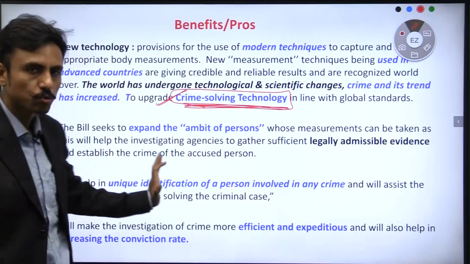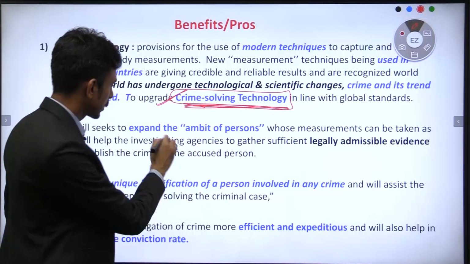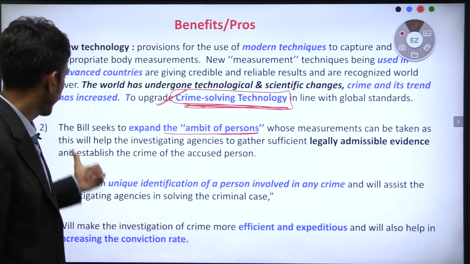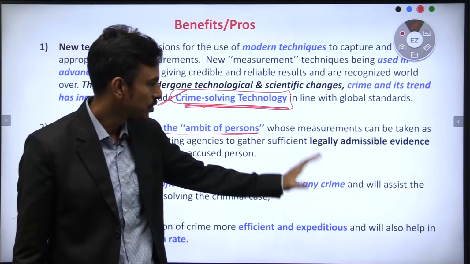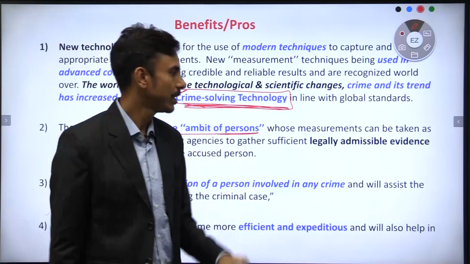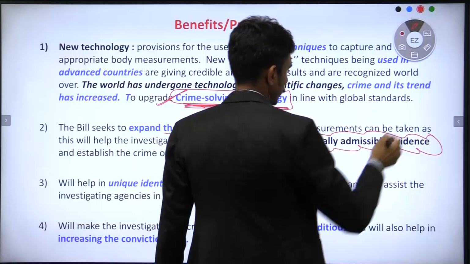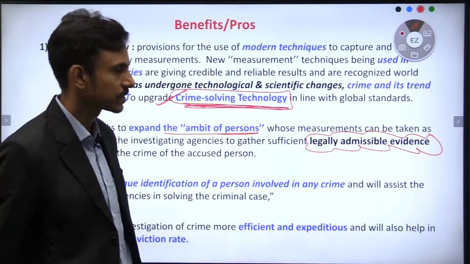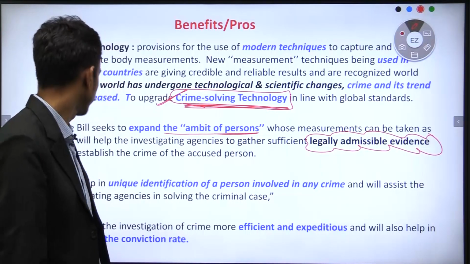The bill seeks to expand the ambit of persons whose measurements can be taken, as this will help the investigating agencies to gather sufficient legally admissible evidence. That means all the measurements that we have discussed, like the iris and retina scan and the biological samples, would now be regarded as legally admissible evidence, right?